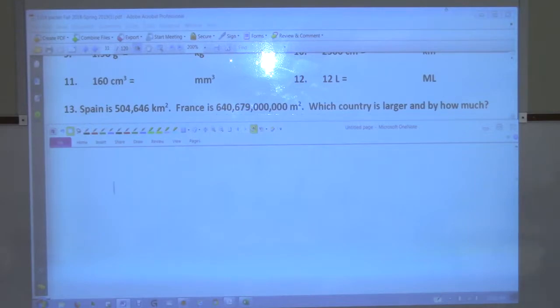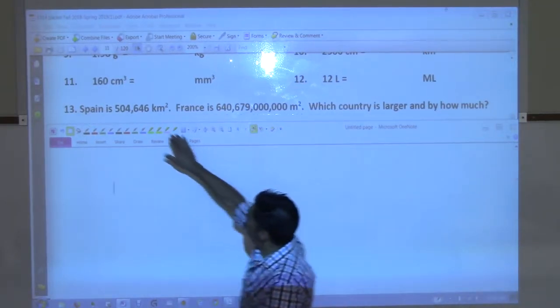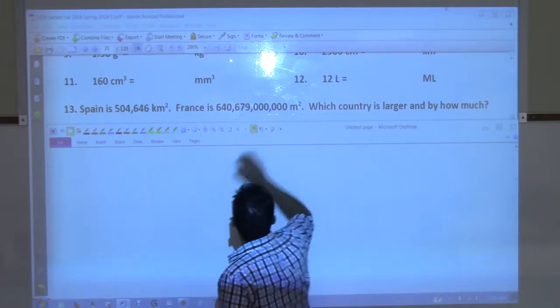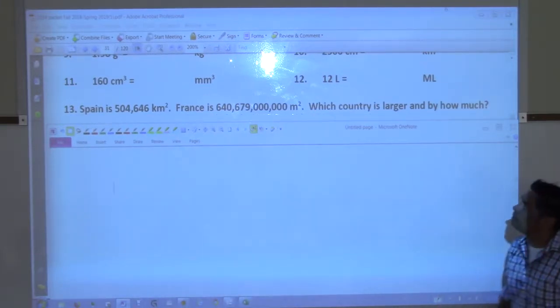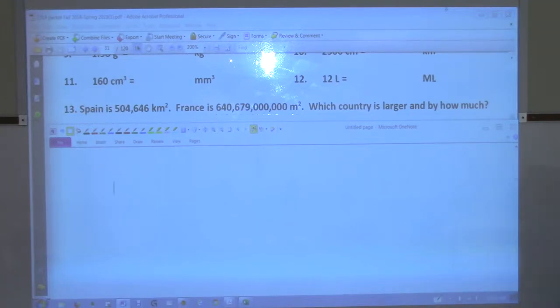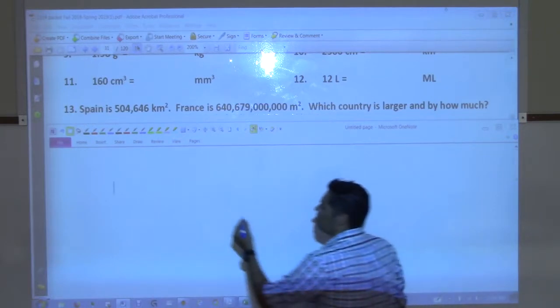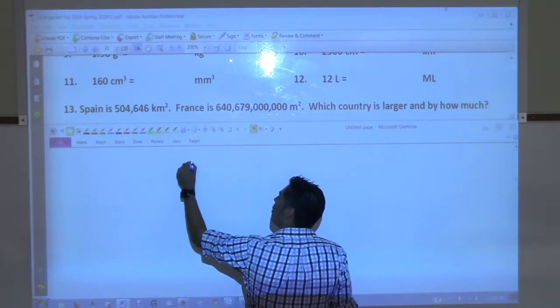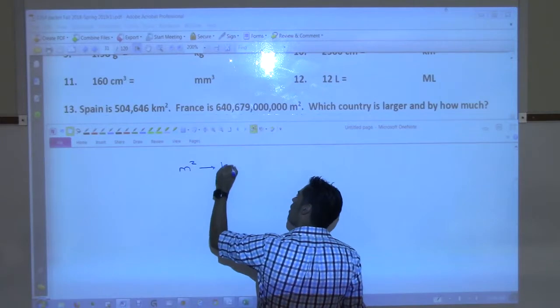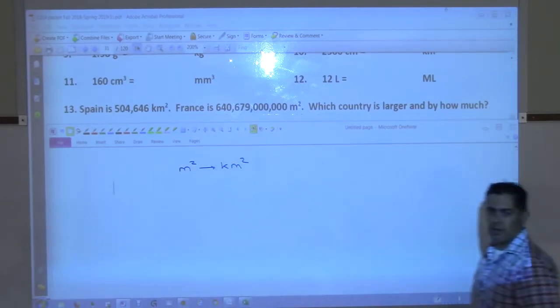All right. So how do we do this? Don't we want to convert one of them to be the same? Yeah, so we either need to make this one be square meters, or we need to make this one be kilometers, right? So which one? Do you want to take the France and make it kilometers? That's what I was going to do. Okay, so let's start with that. We're going to be trying to get from square meters over to square kilometers, right? That's our ultimate goal here.